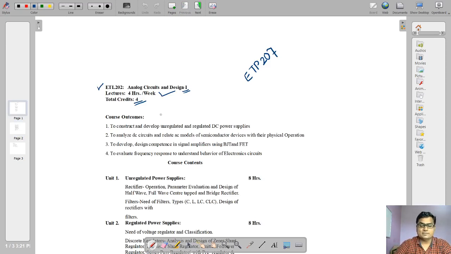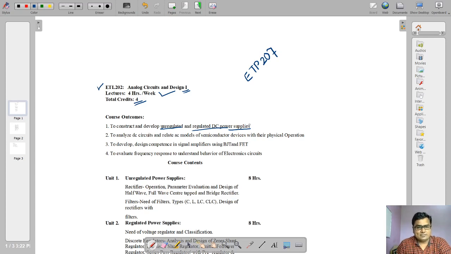After completion of this course, the first outcome I have written is to construct and develop unregulated and regulated DC power supplies. It means when you finish this course, you will be able to develop unregulated as well as regulated DC power supplies. You will be able to analyze, design, and develop a complete power supply system. This is your first outcome.